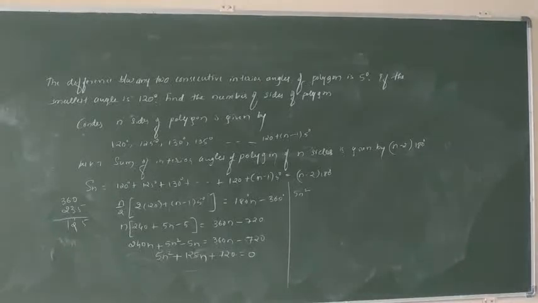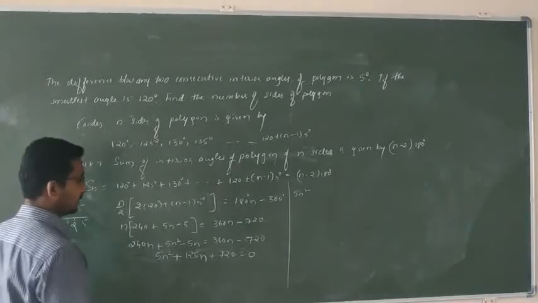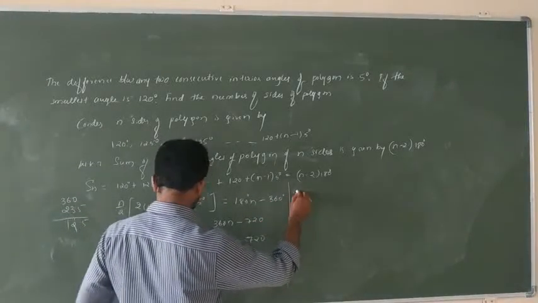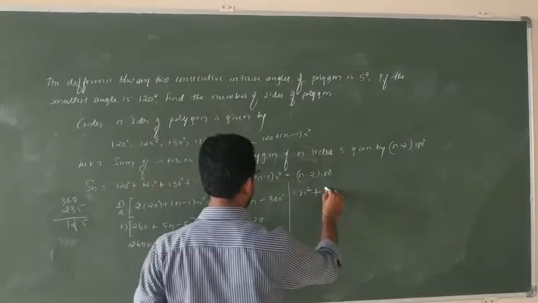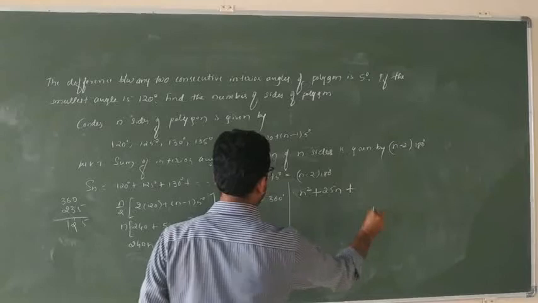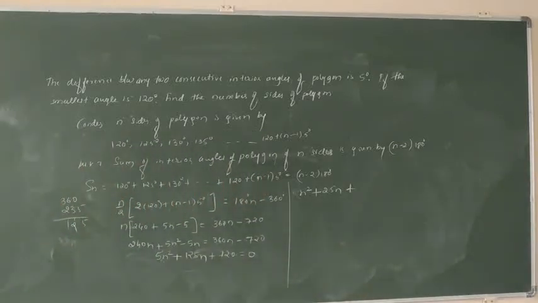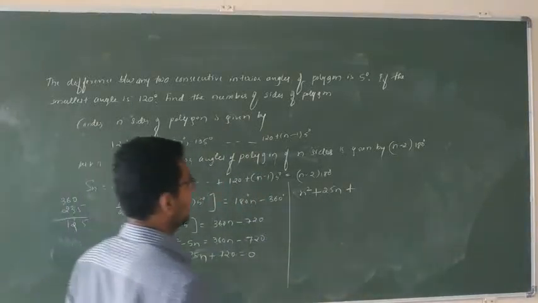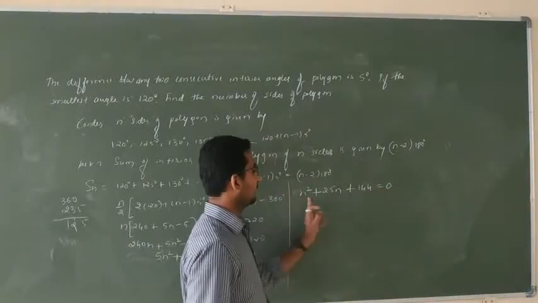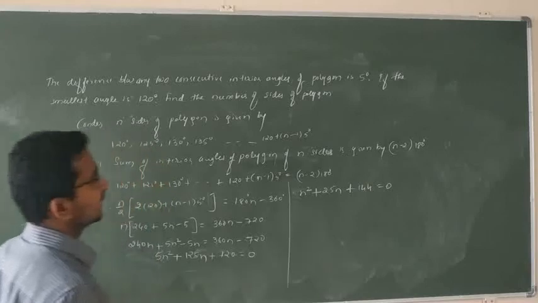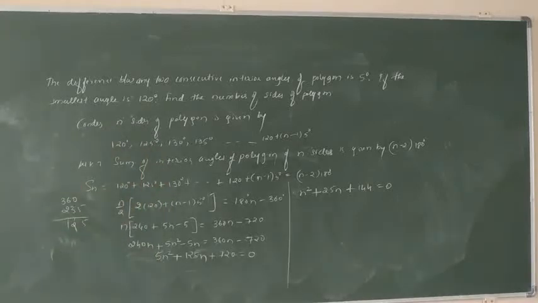By multiplying the first and third, here I can take 5 as the common factor. If I take 5 as the common factor, then this is n square plus 25n plus 144 is equal to 0. By multiplying the first and third, you have to get 144, and by adding or subtracting the two terms, we should get 25.